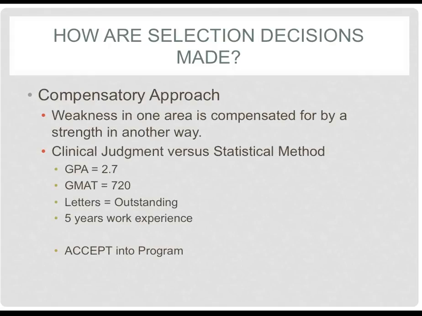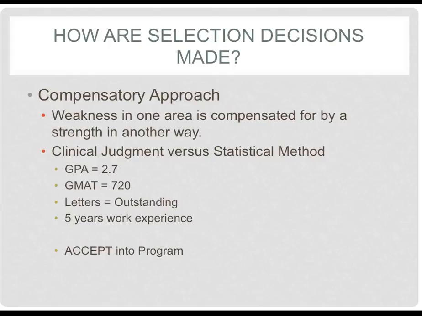Our last category is a compensatory approach. And this is where people can be high in some areas and low in others, and you're looking for the totality of their application. Do they meet the minimum needs, but then it's okay if they're a little bit lower in some area than others.